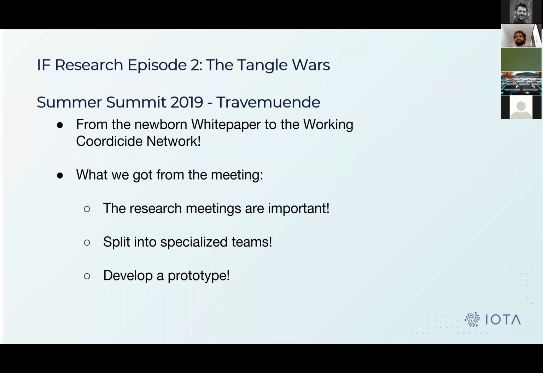We checked what was needed to develop Coordicide, and then we made a new organization of the work, as I said in some slides ago. We split the IF research more into groups that would fit our current needs, so more specialized groups. And the third big thing we got from there is that we decided we would develop a prototype, which is actually the Go Shimmer network nowadays, the AlphaNet of Coordicide.